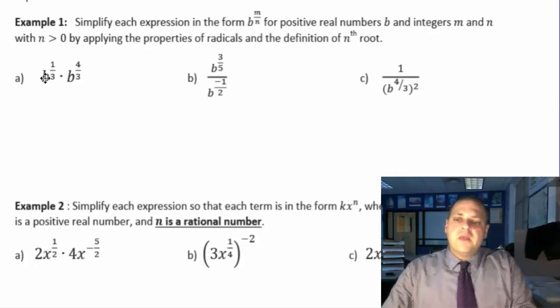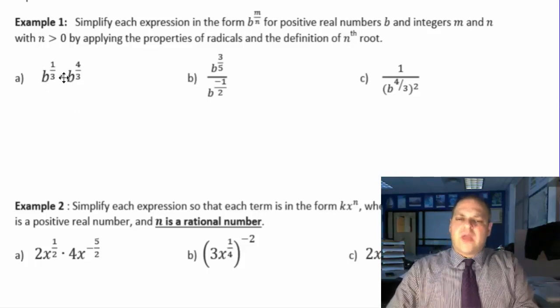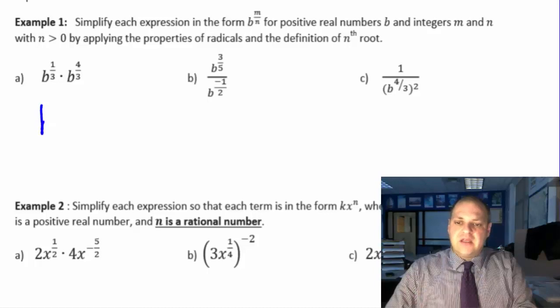First one here, b raised. These are all exponents, I know it doesn't look like it, they'd probably be a little smaller, but it's b to the 1/3 times b to the 4/3. So multiplying, we're going to add exponents. That's b to the 1/3 plus 4/3.